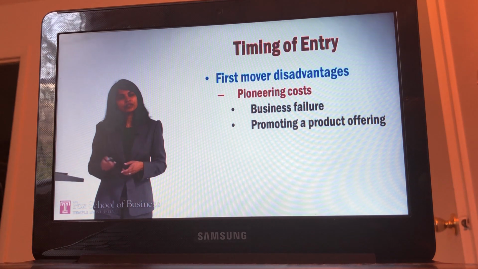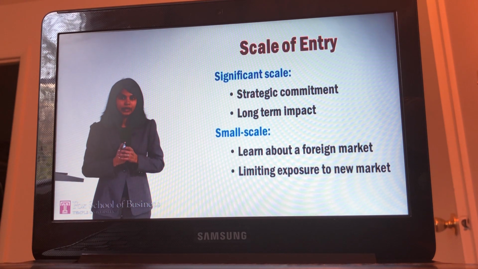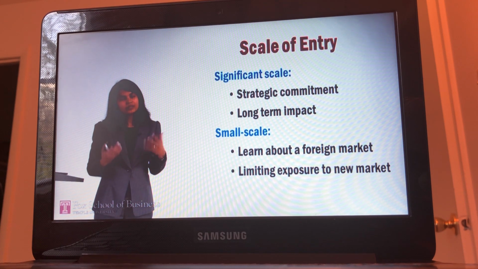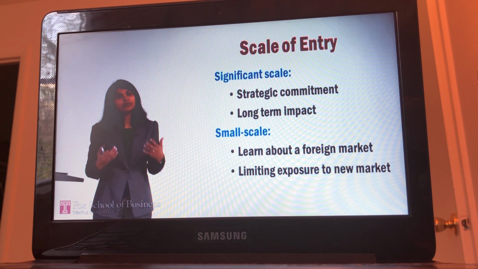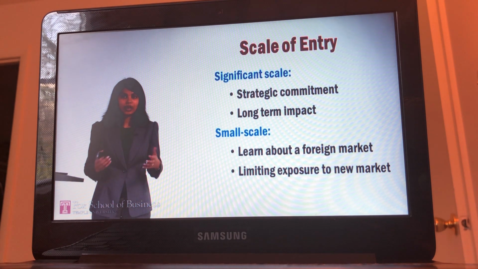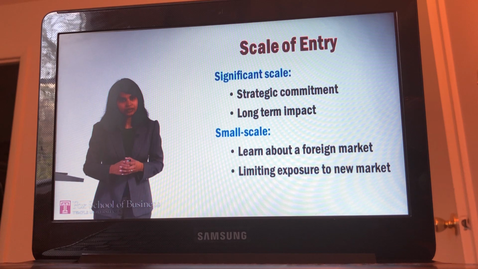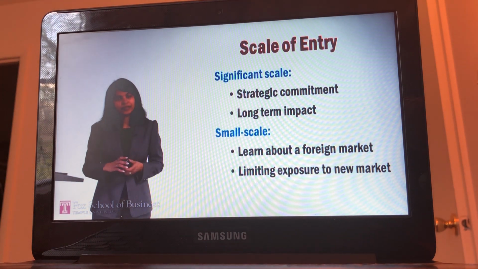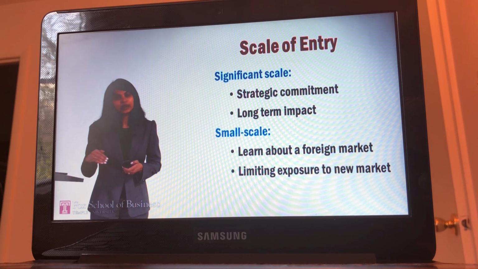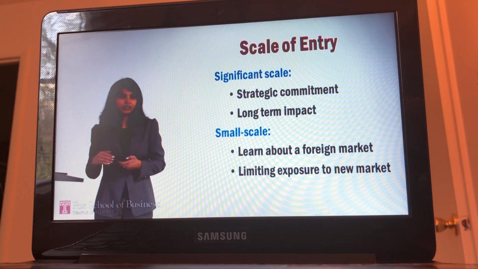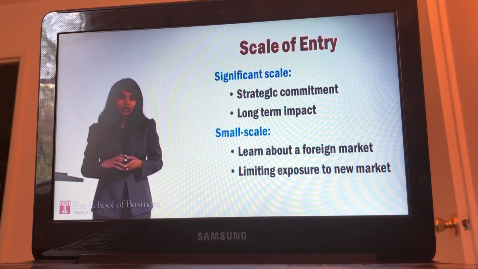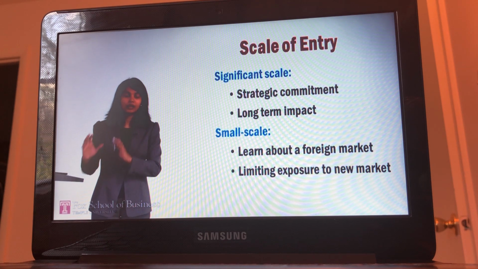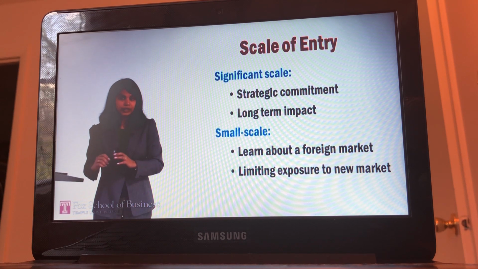And related to the timing of entry is the question of scale of entry. When we talk of scale of entry, every firm should assess what is the strategic commitment that I'm willing to put in this market, and what will be its long-term impact on the firm. So, for example, ING, an insurance firm, when it entered the financial services market of the US, it spent billions of dollars, signaling huge strategic commitment in the US market.